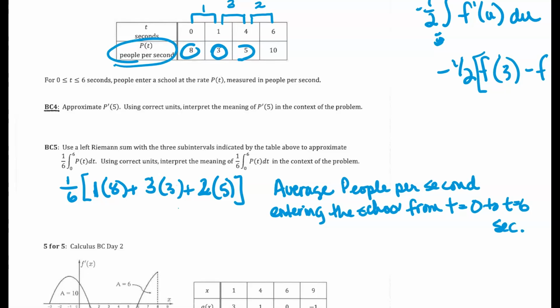We've incorporated the average because of that. People per second is the units of P of t. We've put it in the context of the problem, entering the school, and we've talked about specifically the time interval that they gave us, 0 to 6.